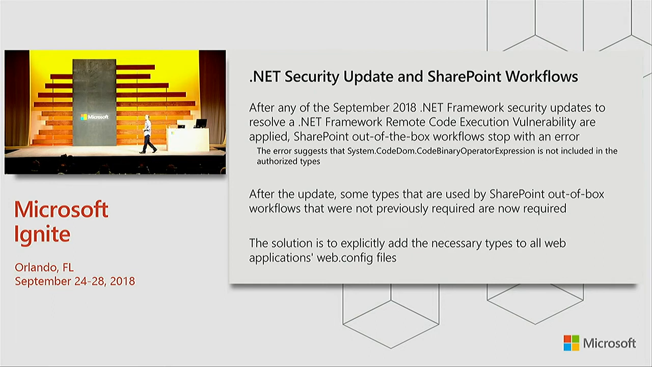The September 2018 .NET Framework security update did resolve an important vulnerability, but the SharePoint out-of-box workflows now break after you apply it, simply because some of the types that were previously used are now marked as required versus optional. So all you need to do is go into the web.config files and add the necessary types. The notes section gives you the details. It actually has all the text. You can literally copy and paste it right from the notes into your web.config file, restart the services, and it'll fix that problem for you right away.